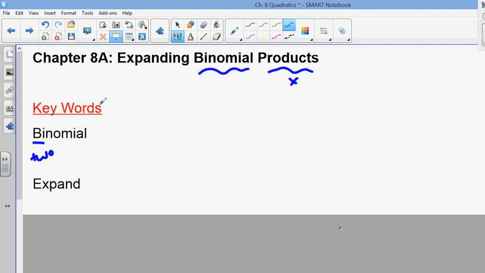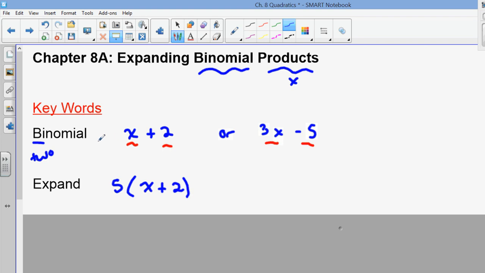So a binomial just looks like maybe an x plus 2, or it could maybe be 3x minus 5. But every time that we are talking about a binomial, we have 2 terms. Okay, so 1, 2, 1, 2. If we're asked to expand, that's what we were doing on the previous slide. So expanding meaning to get rid of the brackets, right? Multiply over addition. So we are going to take that 5 multiplied by the x, 5 multiplied by the 2, so that we can write this out as 2 separate terms without having to multiply over the brackets.